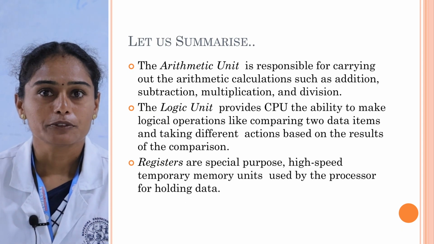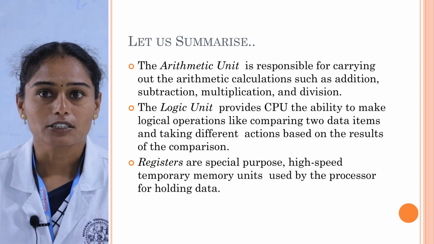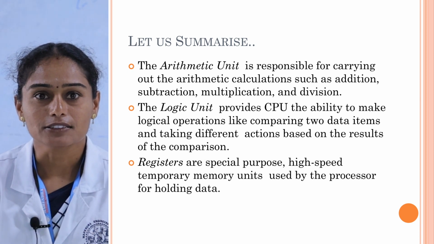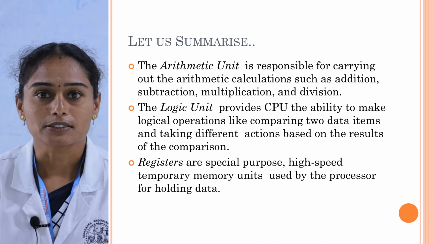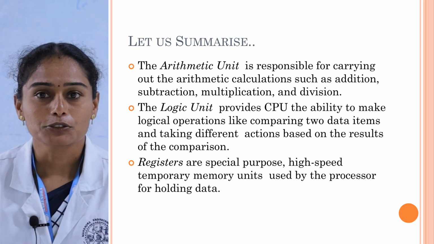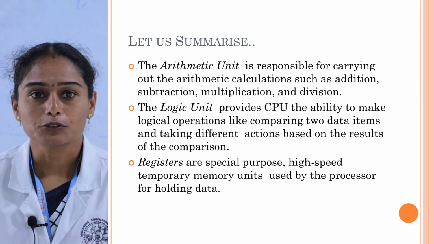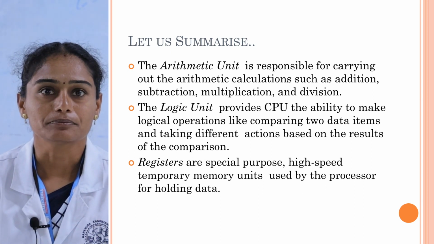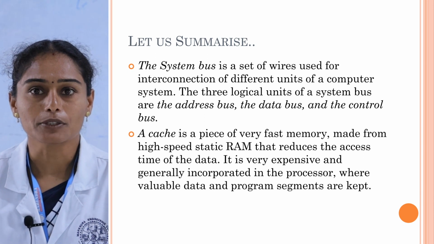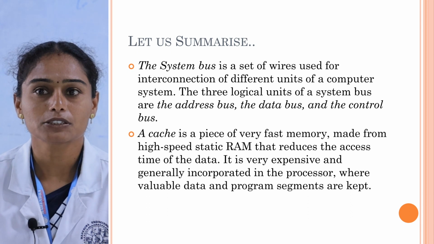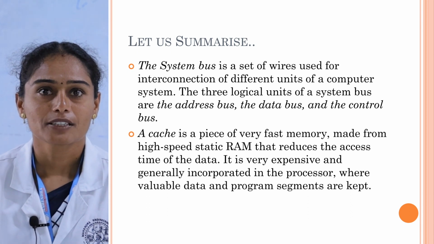The arithmetic unit is responsible for carrying out the arithmetic and logical operations. The logical unit provides the CPU the ability to make logical operations like comparing two data items and taking different actions based on the result of the comparison. Registers are special purpose, high speed, temporary storage units used by the processor for holding data. The cache is a piece of very fast memory made from high speed static RAM that reduces the access time of the data.